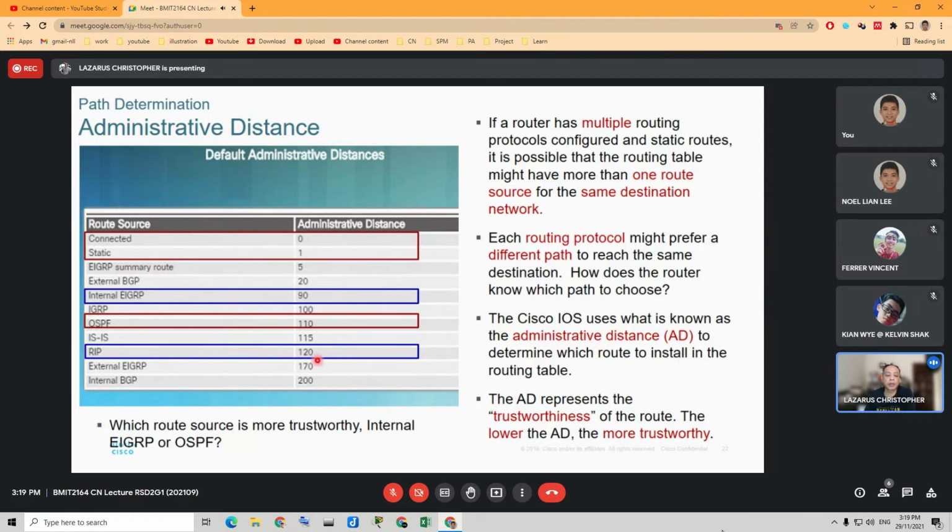Okay, so this is how it works. Let's say the router has confusion because all routing protocols are enabled. Which one will win? By default, this is the AD. Again, you can override by providing your own AD, but these are the defaults. So far, okay?